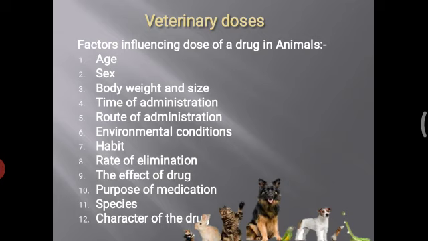Then next factor is route of administration. The dose of the same drug varies with the use of different routes of administration. The maximum dose is required when the drug is given orally. The minimum dose is needed when the drug is administered by intravenous route.